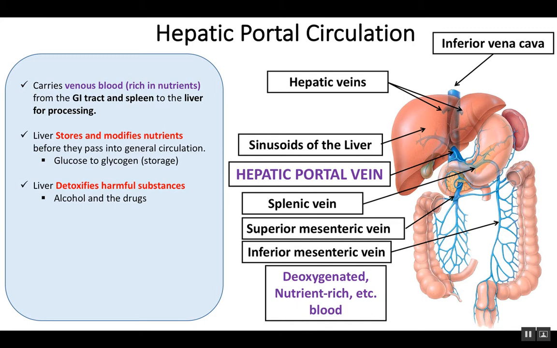The liver will detoxify harmful substances. So it might take alcohol and detoxify it. It might take other toxins that are found in the environment that might end up in our food. So it helps protect us from certain things that we might be consuming. It may metabolize certain drugs. One example is nitroglycerin. So if you were to take nitroglycerin orally, that drug would be completely metabolized by the liver and it wouldn't work.